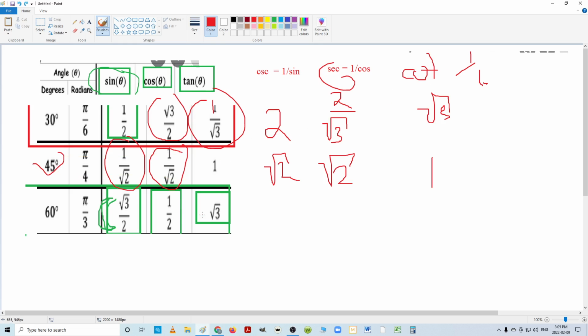The only time you get into some stickiness is for 90 degrees and 0 degrees. And we'll get to that a little bit later.